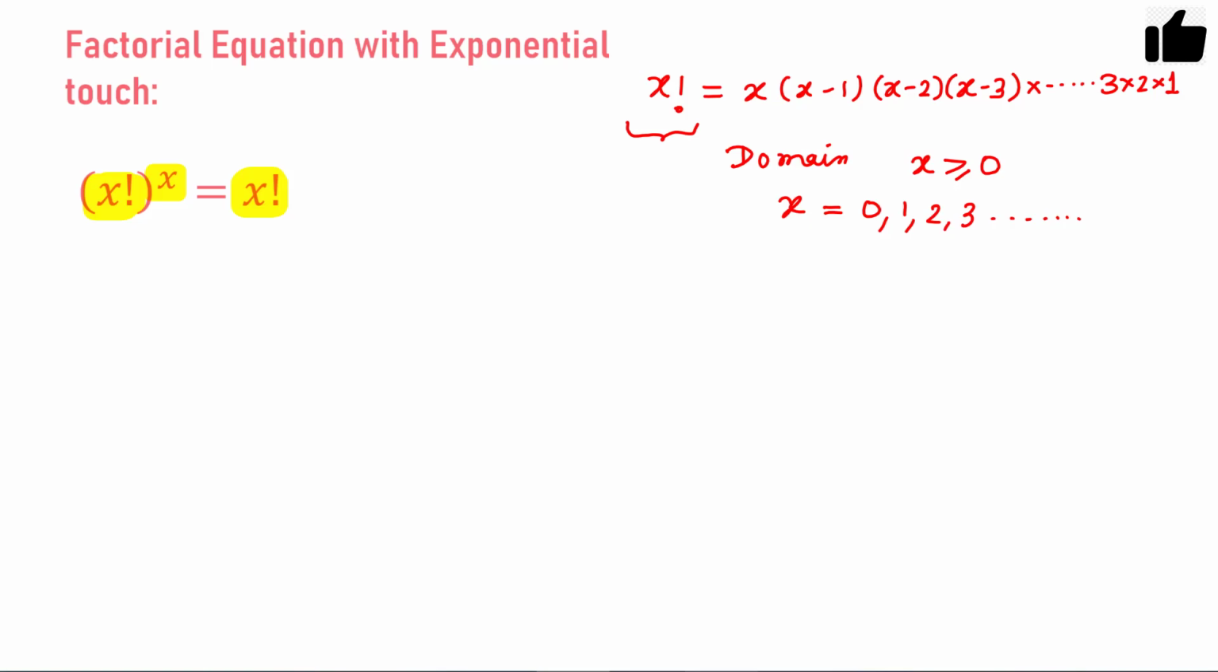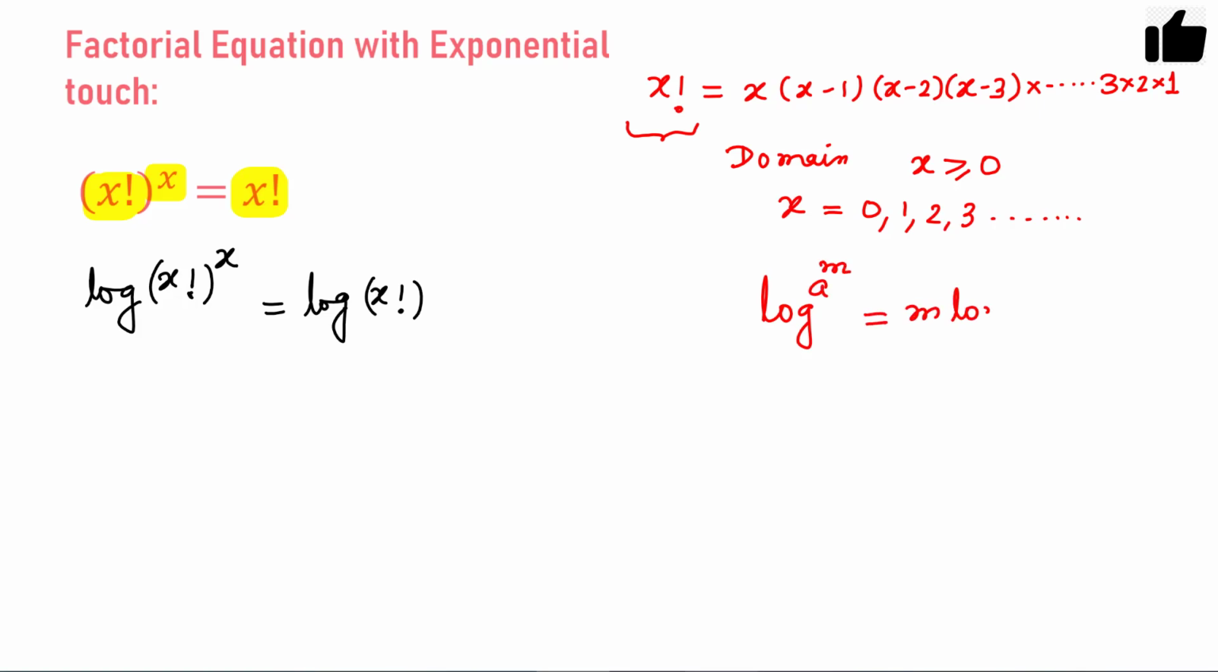So now let us take log on both sides. We will have log of (x factorial) raised to the power x, and on this side log of x factorial. Now the property of log says that log of a raised to the power m can be written as m times log of a. So with this property I can write x times log of x factorial is equal to log of x factorial.